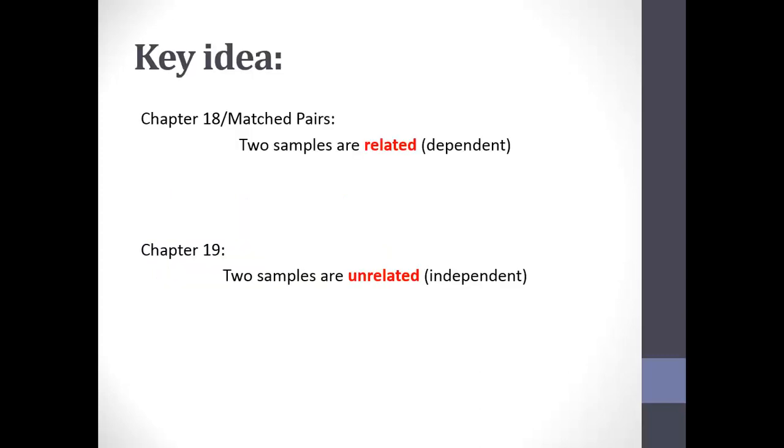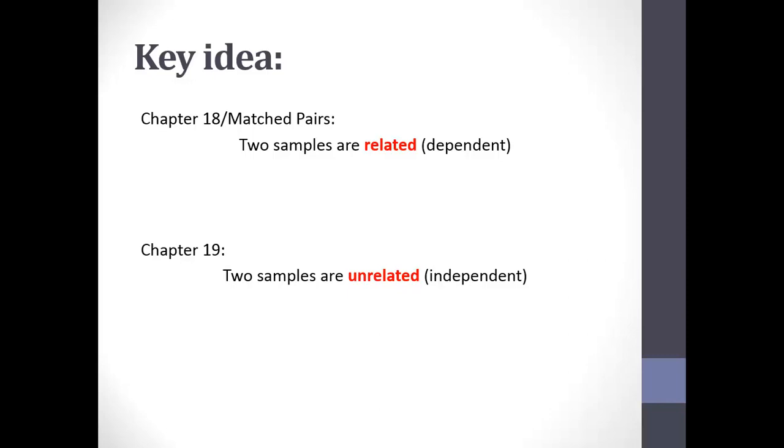This is kind of building on the ideas that we saw at the end of chapter 18. At the end of chapter 18, we saw the idea of matched pairs, which is where we had two groups or two samples, but we were able to use our one sample procedures because those samples were related or dependent. Remember there we took the difference between those two samples and then proceeded as usual.